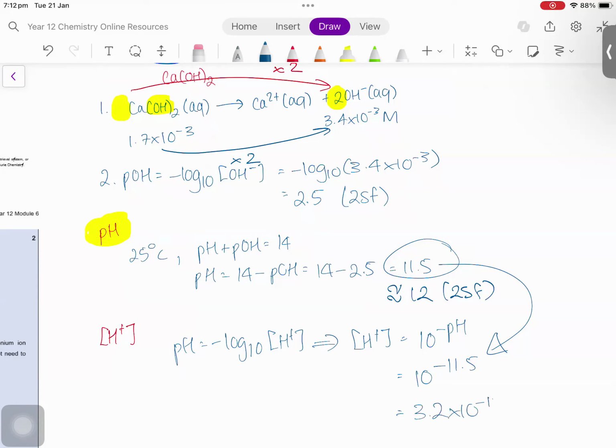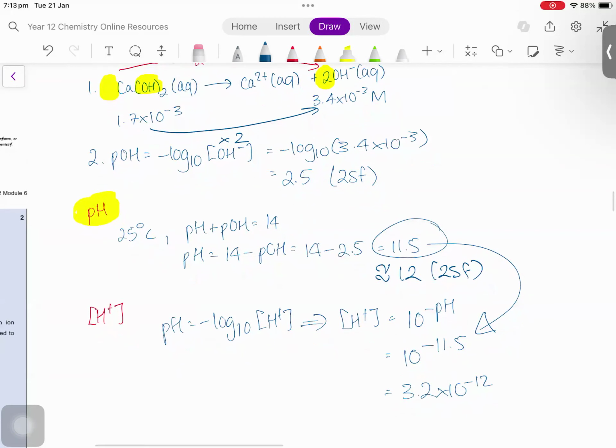3.2 times 10 to the minus 12. Thank you, Celine. And watch out again. I haven't asked for pH or pOH this time. I've asked for H plus concentration. So this time it does have units. That's 2 sig figs.